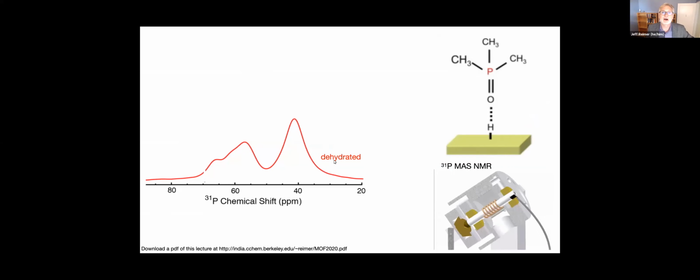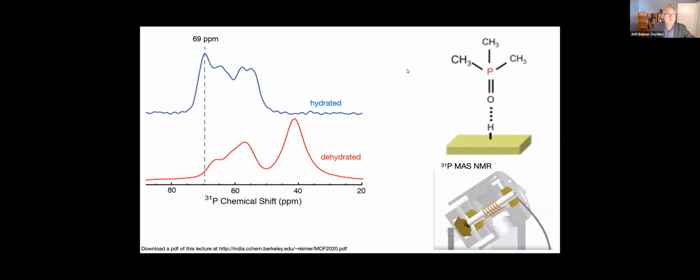Here's the NMR of trimethylphosphine oxide adsorbed on dehydrated sulfonated MOF 808, and here it is hydrated. And you'll notice the appearance of this peak at 69 ppm. That's the trimethylphosphine oxide bound to the acid site, and the value 69 ppm tells us that it is indeed a very good, a very strong acid catalyst.